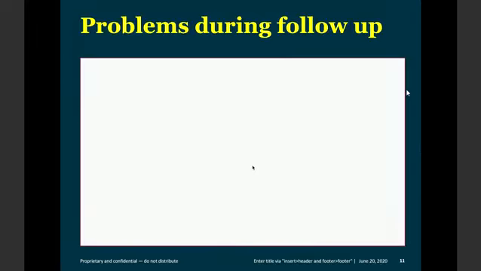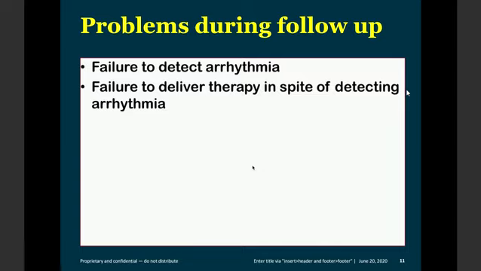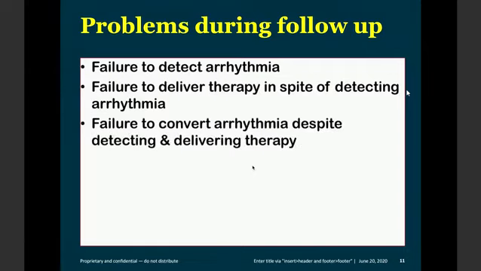So during follow-up, what are the problems which can happen? The arrhythmia may not be detected. We say it is failure to detect the arrhythmia, or the arrhythmia has been detected, but the therapy is not getting delivered. We say it's failure to deliver therapy in spite of detecting the arrhythmia. The third is the arrhythmia has been detected, the arrhythmia has been treated, but the arrhythmia does not convert. That is another problem. Then multiple shocks, a patient receiving 3-4 shocks in a span of 15 minutes. We use the term multiple shocks.